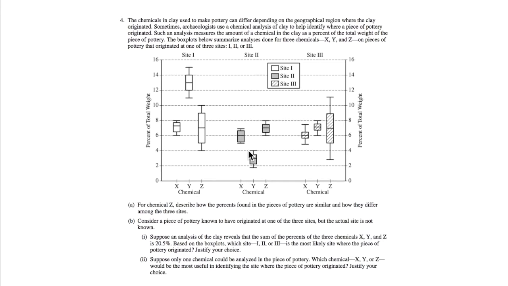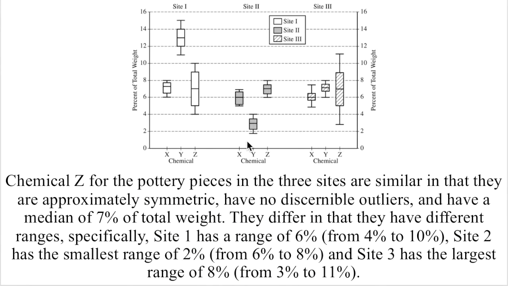For chemical Z, describe how the percents found in the pieces of pottery are similar and how they differ among the three sites. This question is asking for you to find the similarities and differences between multiple sets of data in the form of a box plot. We can use the acronym SOCS to help us compare and contrast chemical Z in the three different sites. S stands for shape, O stands for outliers, C stands for center, and S stands for spread.